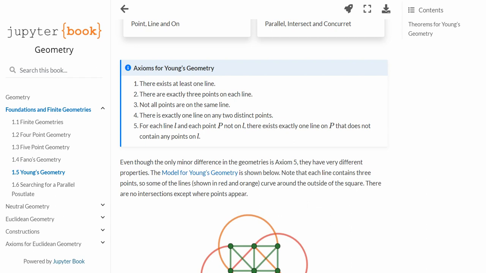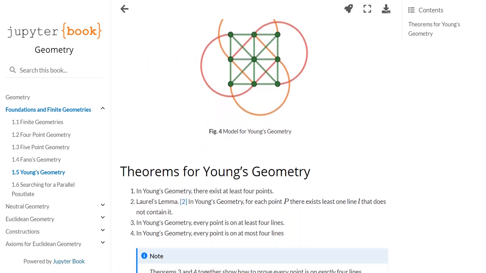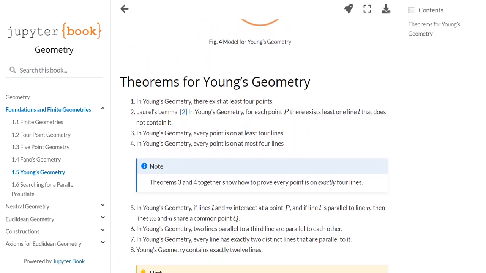All right, so let's scroll down a little bit and take a look at this geometry. Again, these things that look like intersections are not points. The only points are these green ones that are highlighted in the figure. And so there are several theorems we can prove. I'm going to go over these proofs for you.